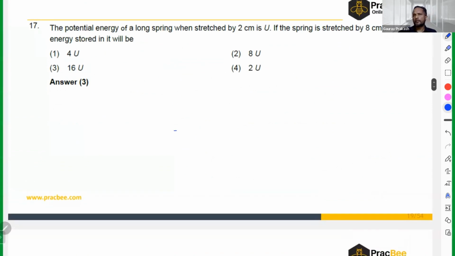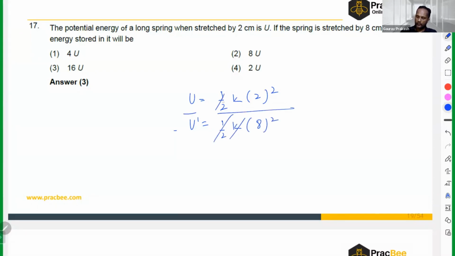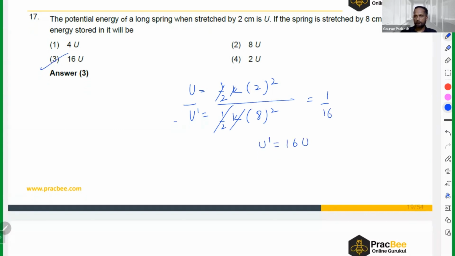Now let's talk about this. It's a question from spring, class 11 syllabus, work power energy. So we know that U is equal to half K into 2 square, and let's say U dash is half K into 8 square. If I take the ratio here, all the terms get cancelled out, and we get 1 by 2 to 64 by 4, that is 1 by 16. So U dash is 16 times U. Third is the correct option.